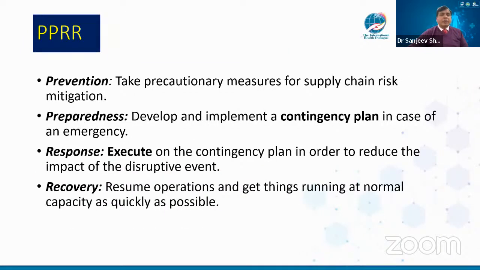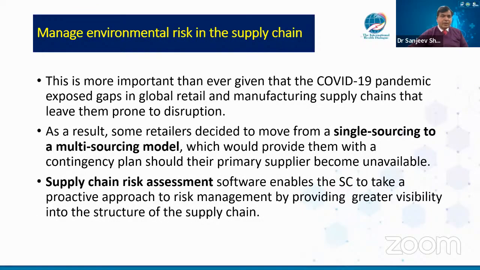Prevention. We need to have precautionary measures so that we can mitigate those supply chain risks. We need to have a contingency plan for when this strikes, what we are going to do, and we should be ready to execute this contingency plan whenever there is a disruptive event. And once this event is over, we should be able to come to recovery mode, where we resume our operations as they were running before that particular event. Let us look into some of those ways of managing those risks.